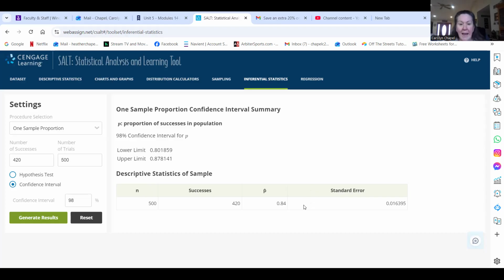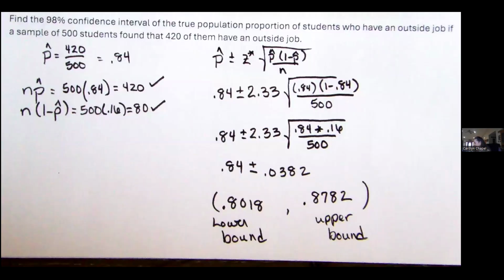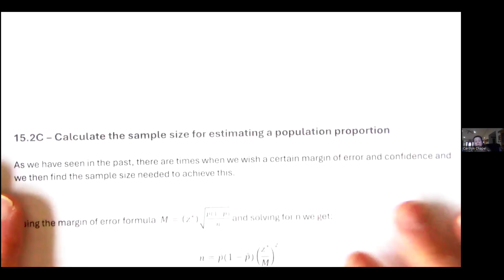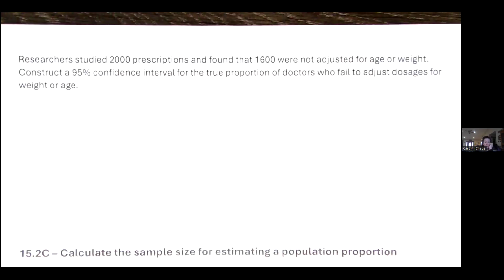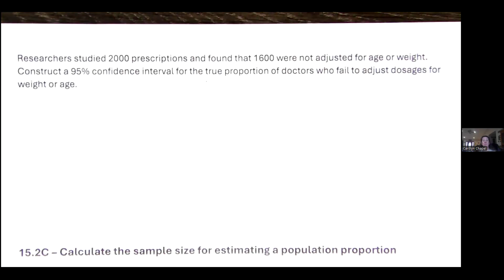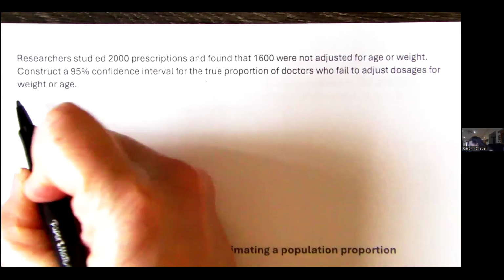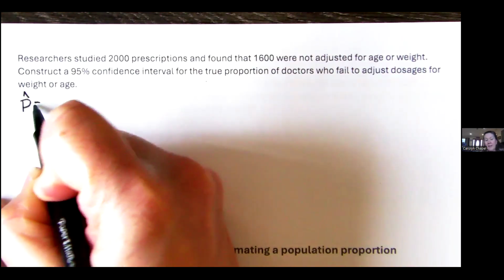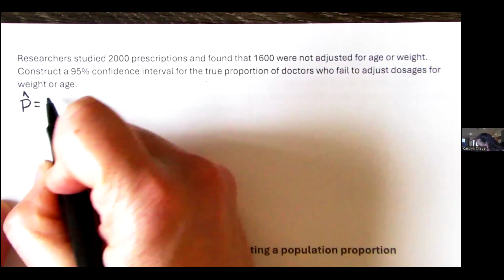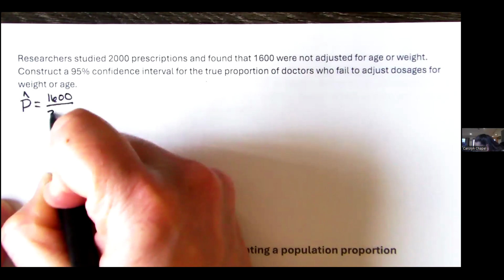Okay, we're going to go back to our document and we'll do another example. Okay, so we have researchers studied 2,000 prescriptions and found that 1,600 of them were not adjusted for weight. We want to construct a 95% confidence interval of the true proportion to adjust for that. Okay, so the first thing I need to do is find my p hat, find that point estimate, which is the 1,600 out of the 2,000.